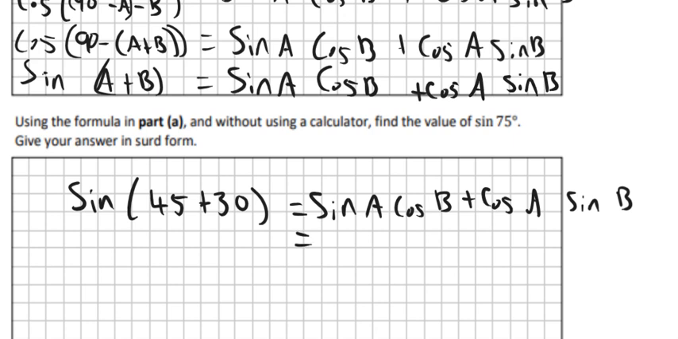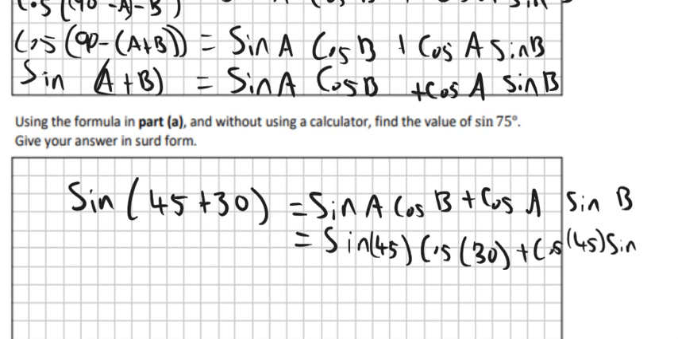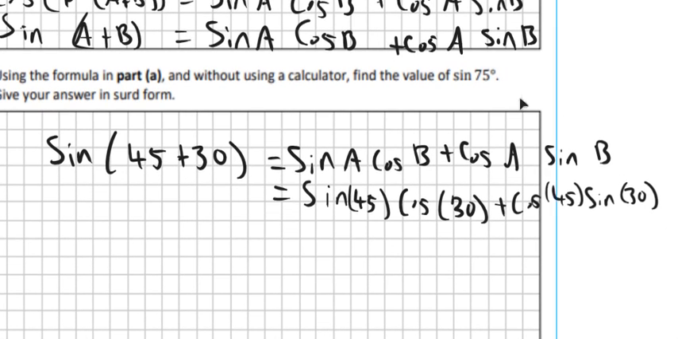So for A, I'm putting in 45. For B, I'm putting in 30. A again is 45. And sin 30. So then you can go to the log tables. And if you go to page 13, you can find these values. So sin of 45, so you go down the side to sine and go across 45, so it's 1 over root 2.